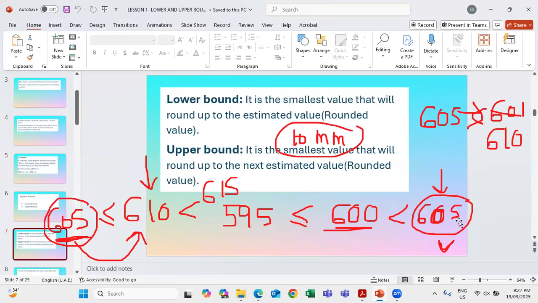So that is here 605. I cannot take it for 600. Any value just less than 605 will be rounded to 600. But if I take a value 605 or even more, it will round to 610. Why did I choose 610 after 600? Because we are taking it to the nearest 10 millimeters.